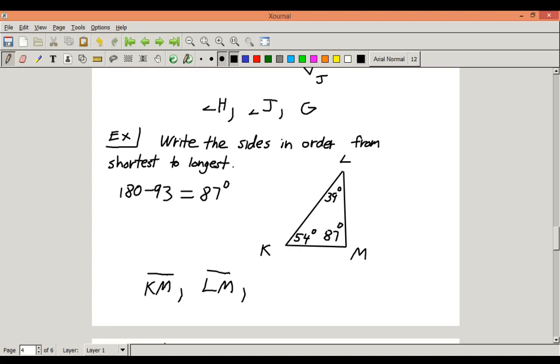If you want to find the longest side, then find the biggest angle. The biggest angle is 87 degrees, so the side opposite that is LK. So we just wrote the sides in order from the shortest to the longest, based on the angles. Okay, that should be easy enough.